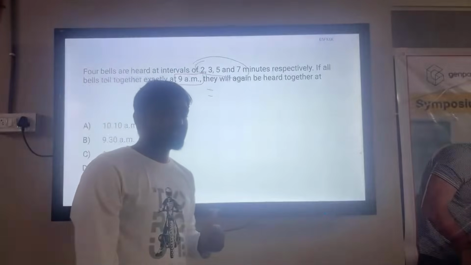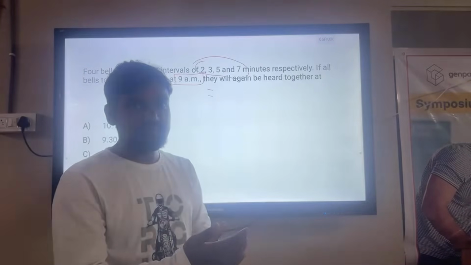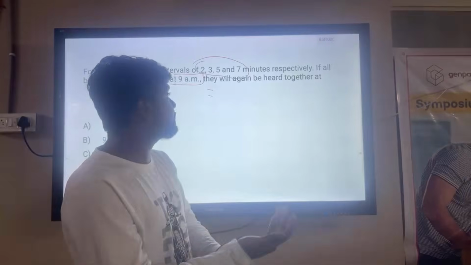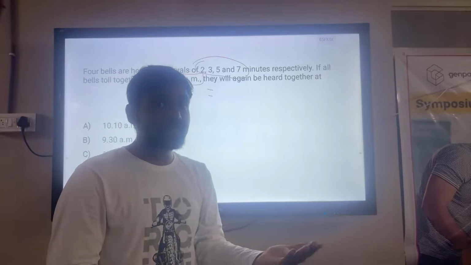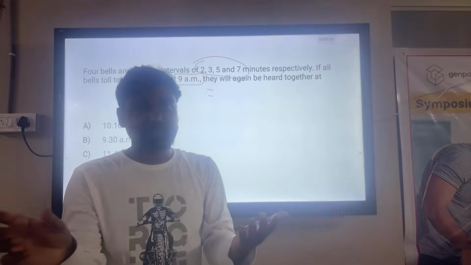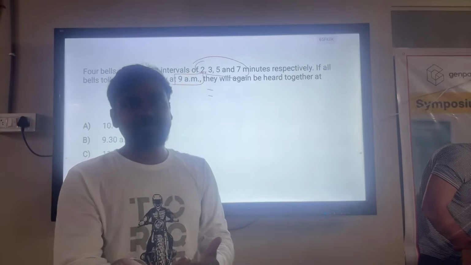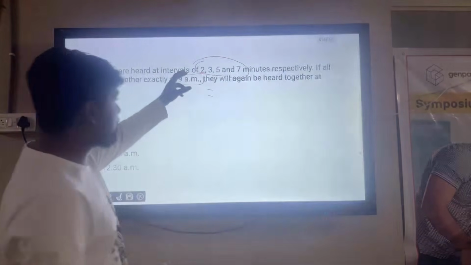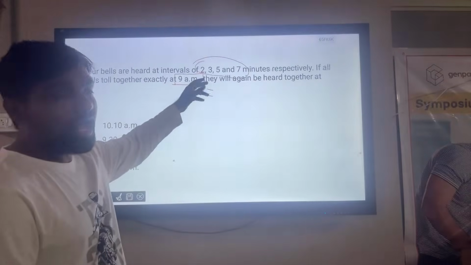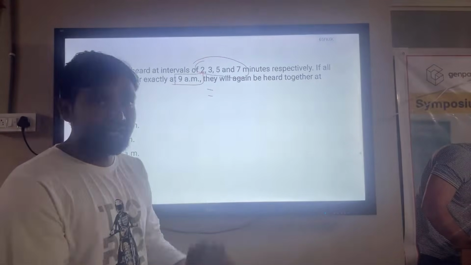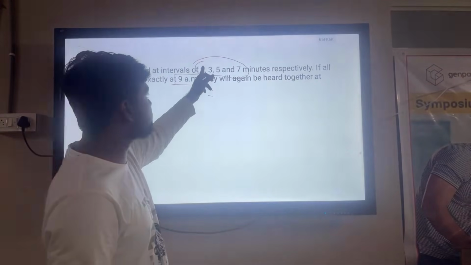Because the first one is ringing at 2 minutes, the second one is ringing at 3, and the third one is ringing at 5. And you have to take the common multiple of them. At 9 o'clock they are heard at the same time. After how much time will they be heard again? So you have to take the LCM of these numbers.